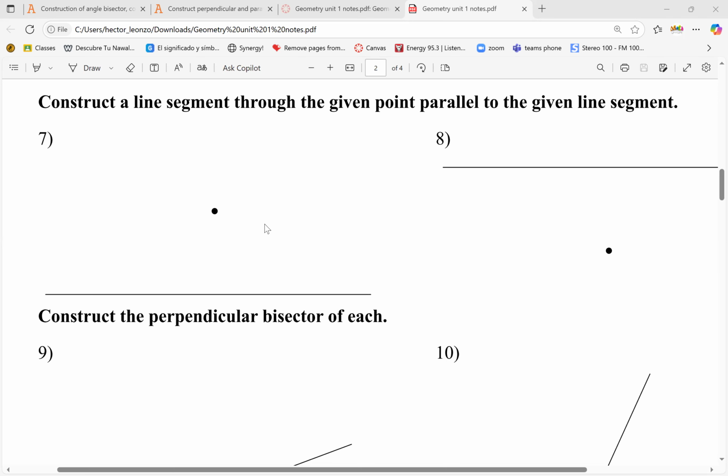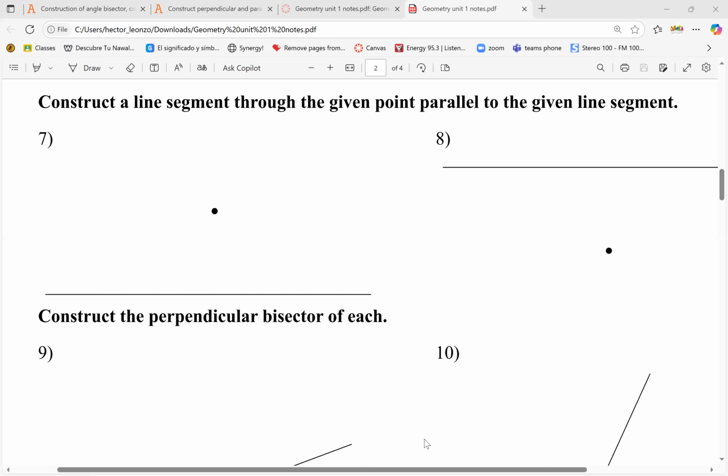Okay, so construct a line segment. So we talked about yesterday, we did line segments. They look like lines and parallel to the given line segment. It has to go through the point given. Okay, so what do I expect?